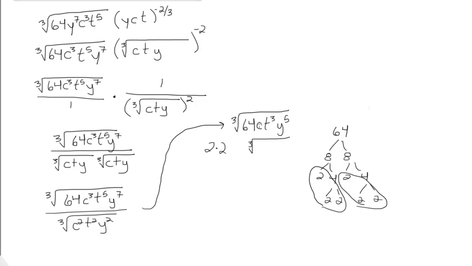Then I go to the variables. So the c does not have a set of 3. So if I try to break it down, it doesn't have a set of 3, so it stays on the inside of the radical. T cubed, if I would show you how to break it down, we have 3 of them. So t times t times t. I have 1 set of 3, so t goes to the outside of the radical.